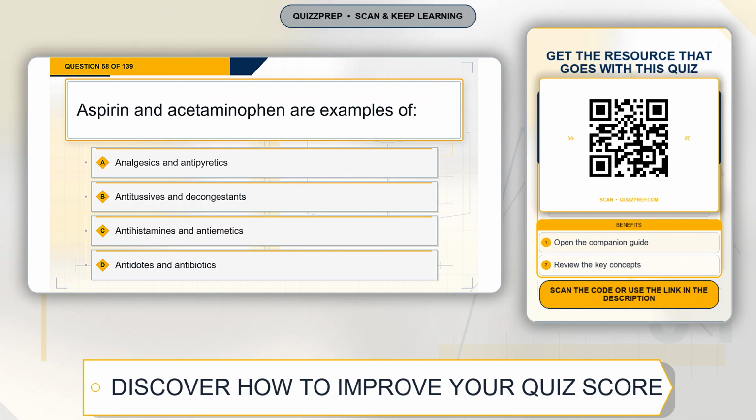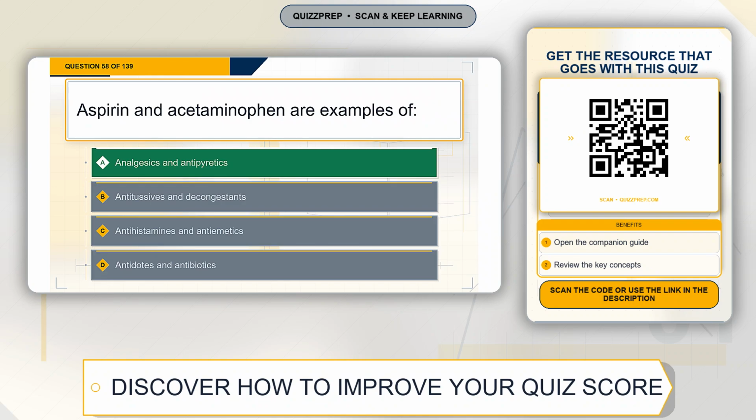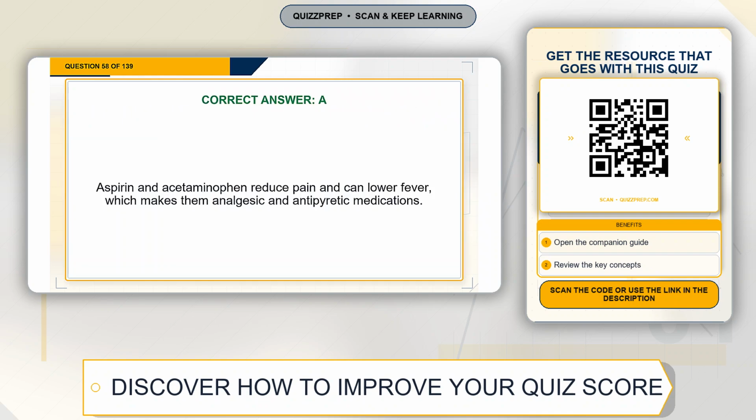Question 58. Aspirin and acetaminophen are examples of: option A, analgesics and antipyretics. Option B, antitussives and decongestants. Option C, antihistamines and antiemetics. Option D, antidotes and antibiotics. The correct answer is option A, analgesics and antipyretics. Explanation. Aspirin and acetaminophen reduce pain and can lower fever, which makes them analgesic and antipyretic medications.